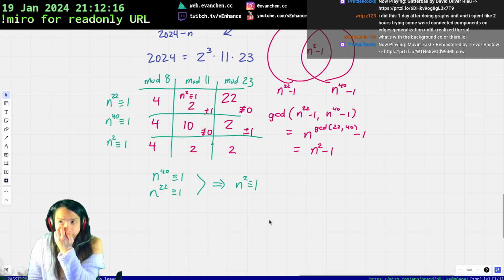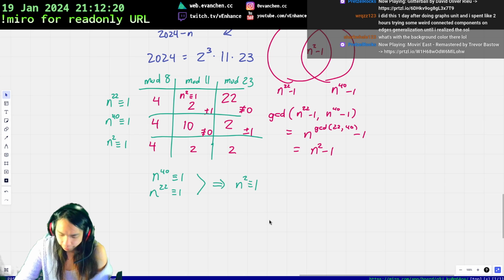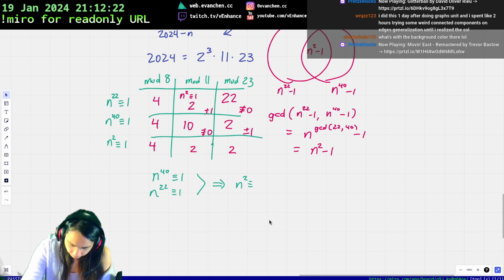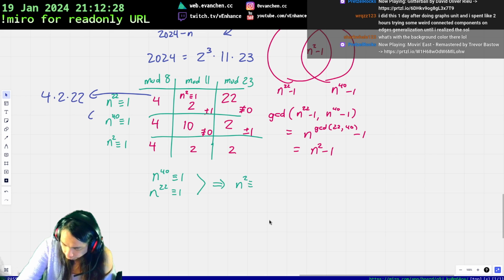Okay, so because of that, this lets you compute all the numbers in the Venn diagram. By the Chinese remainder theorem, this one is the product of the numbers, right? And then this one is 4 times 10 times 2, and this is 4 times 2 times 2.